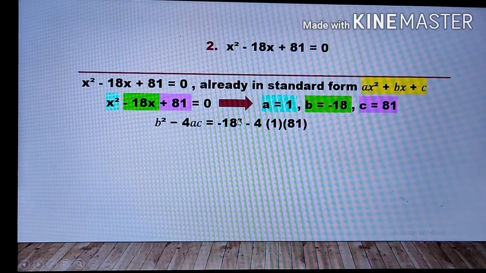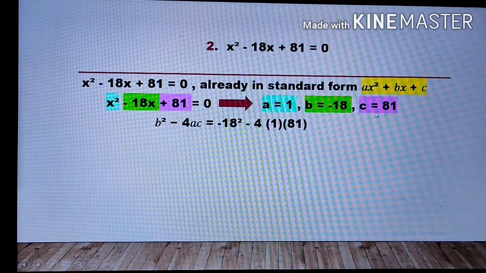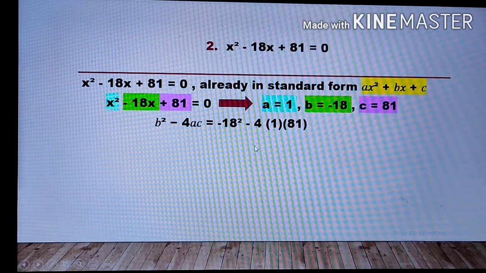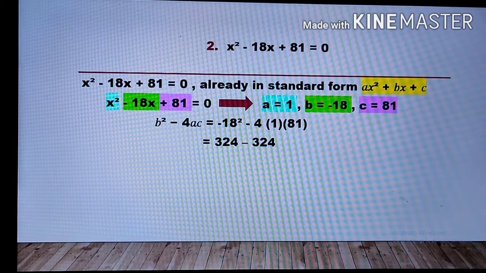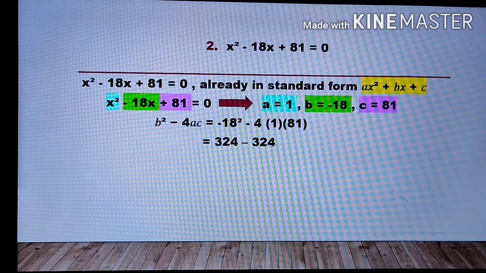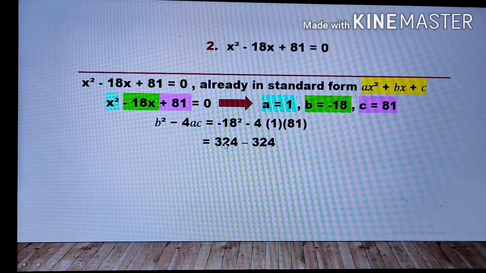So, negative 18 squared minus 4. Copy lang 4 ha kasi constant na yan. 4. A is 1. Yan. Then, C is positive 81. So, negative 18 squared is negative 18 times negative 18. Hindi siya negative 18 times 2 ha. So, negative 18 times negative 18 is equal to positive 324.